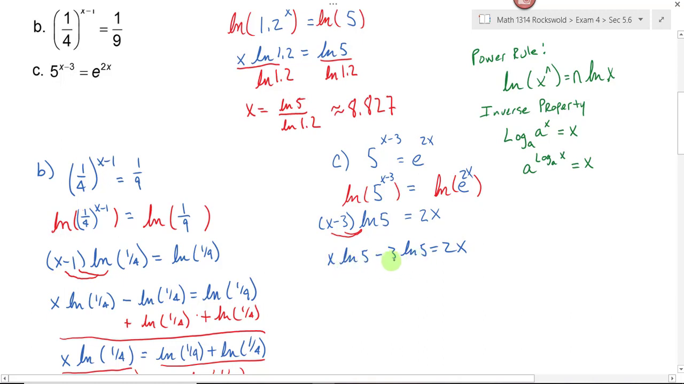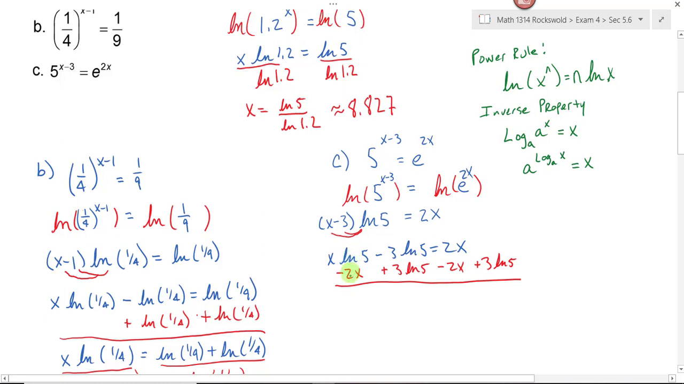So I want to take everything with an x and put it on one side of the equation and everything without an x and put it on the other side of the equation. Because I don't like negatives very much, I'm going to add 3 natural log 5 to both sides and subtract 2x from both sides. So I'm going to add 3 natural log 5 to both sides of the equation, and I'm also going to subtract 2x from both sides of the equation.